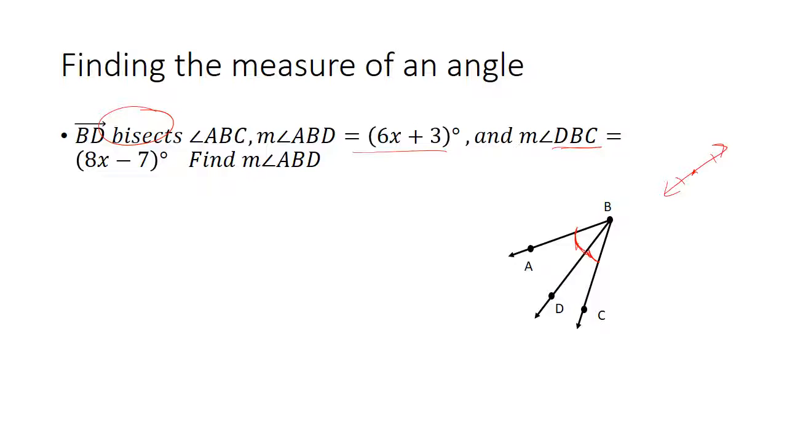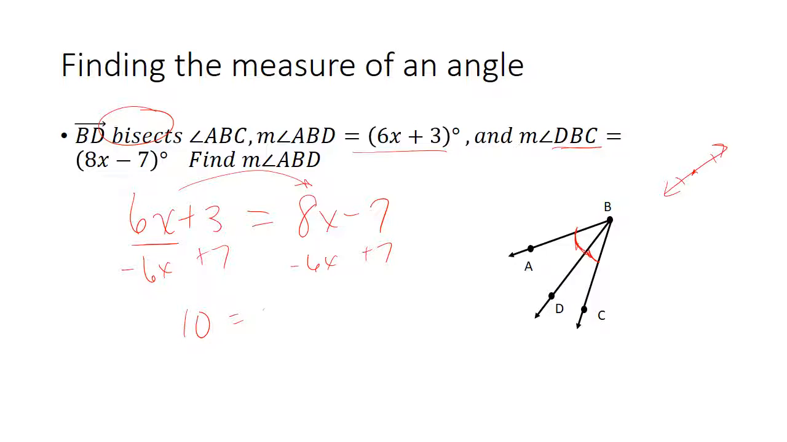So in order to find what the actual measure of ABD is, we're going to take our 6x plus 3, which is the measure of angle ABD. We're going to put it equal to the measure of angle DBC, which is 8x minus 7. And we're going to solve for x. I'm going to take my 6x over here so that I have a positive number, not a negative number. So I'm going to subtract 6x. I'm going to add 7 to both sides. That'll give me 10 is equal to 2x. Divided by 2, that'll give me 5 is equal to x.